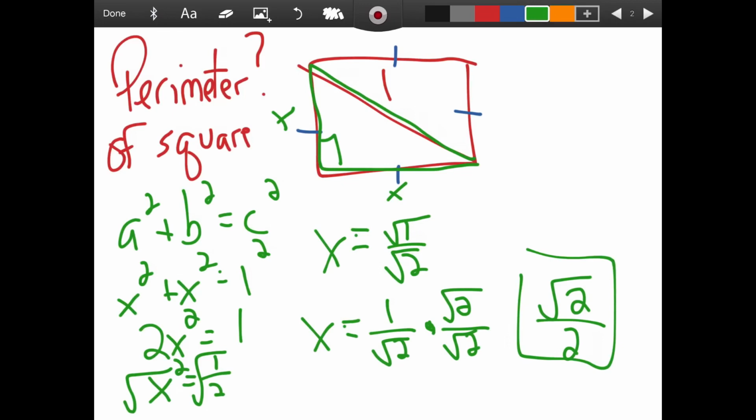But now there are 4 of these if we want the perimeter. So I could add them up and say plus, plus, plus, but it's just easier to multiply it by 4. So 4 times rad 2 over 2. 4 times rad 2 on top.